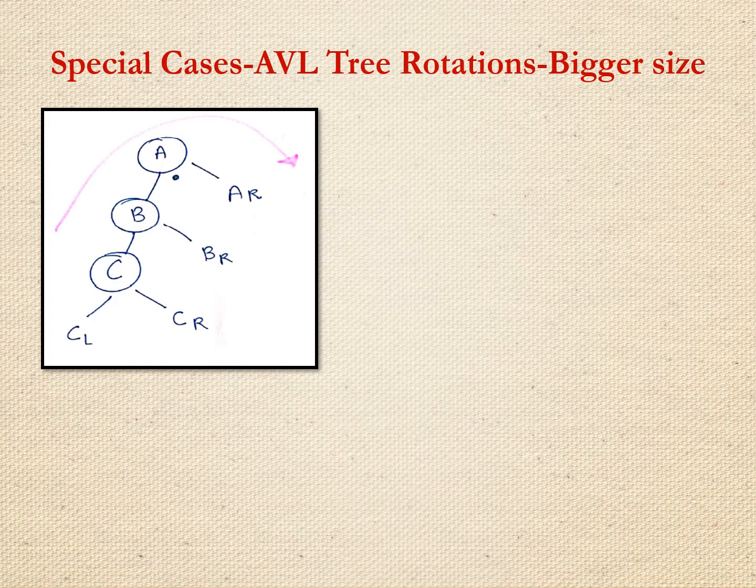bigger in size. So you can verify here, suppose three nodes are there: B is to the left of A, again C is left of B, and AR is the right child of node A, BR is a child node of B, and CL is the left child of C, and CR is the right child of C. Suppose node A becomes imbalanced here. It's a left imbalance. So how can we sort it?